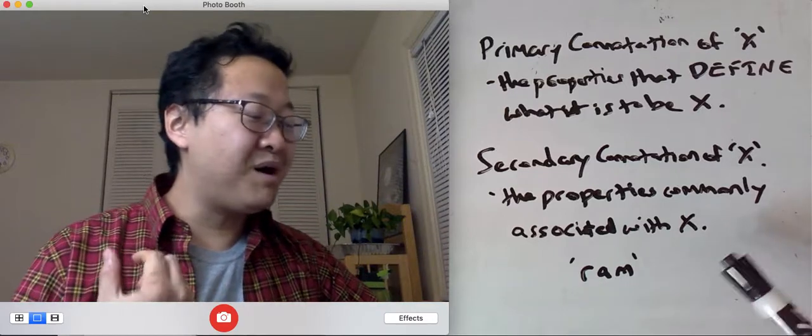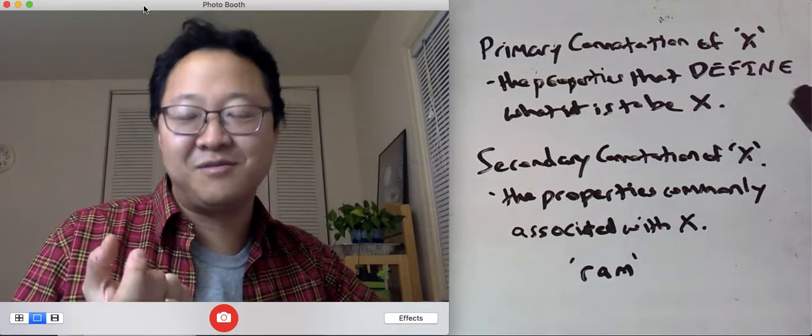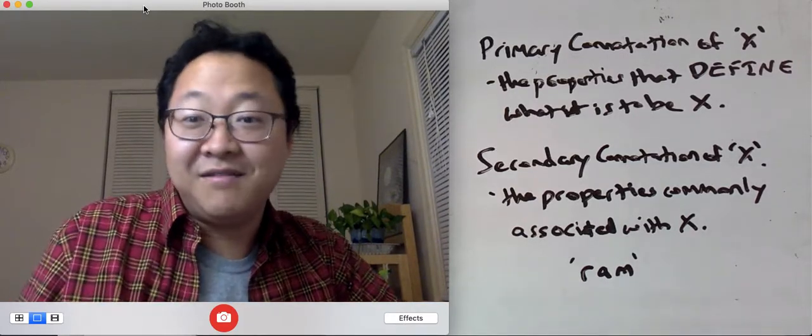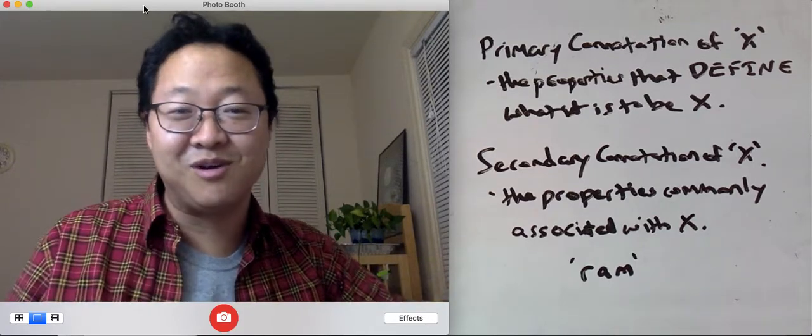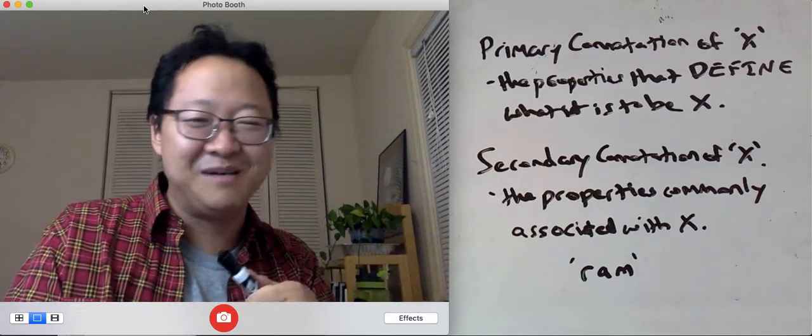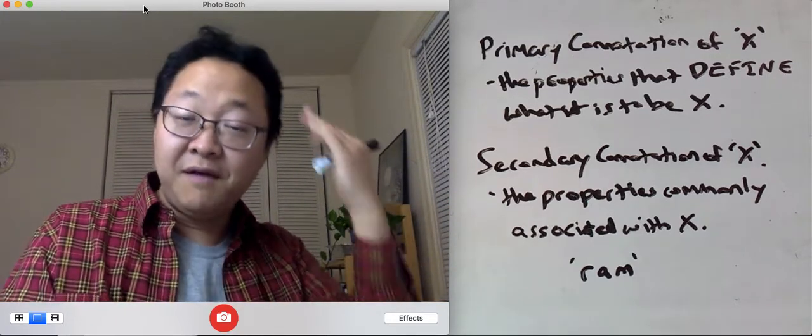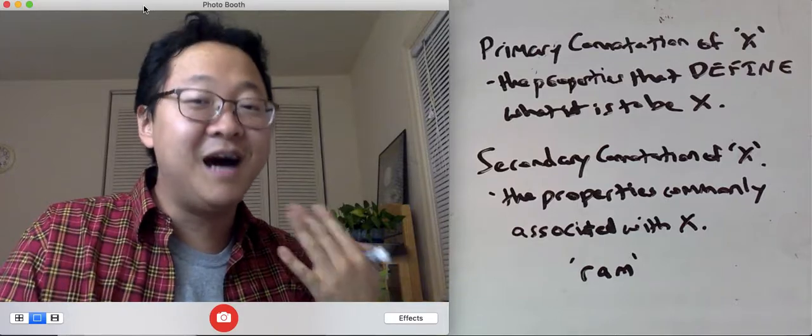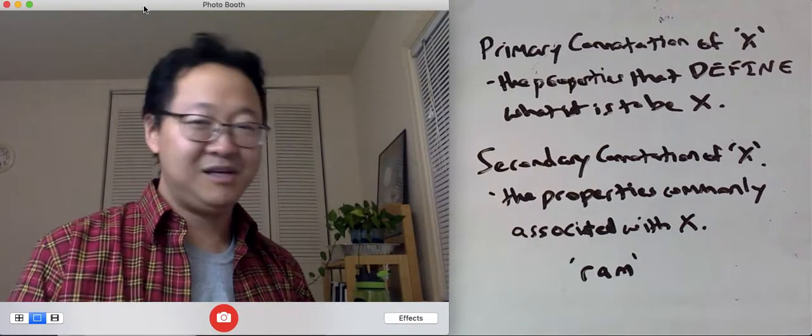Now, these are not part of the definition of a ram. Like, you can be a ram and not have hair, right? Let's say a ram that's just born. Actually, I don't know whether they have hair, but even if we shaved all the hair off a ram, it would still be a ram. Or having horns, you can be a ram and not have horns. Especially if you're a baby ram.